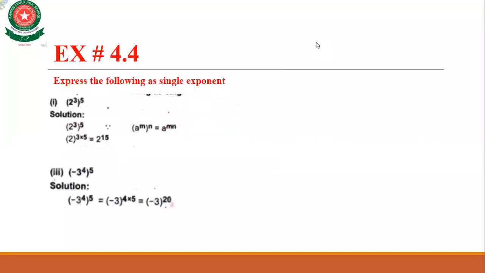Now class, come to exercise 4.4. Question number 1 is: express the following as a single exponent. Here part number 1 is (2^3)^5.